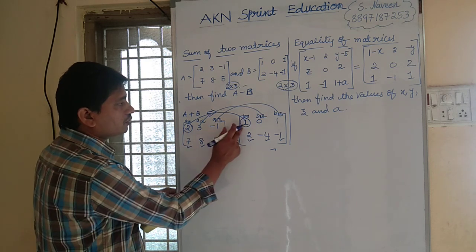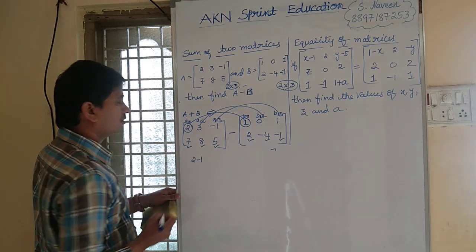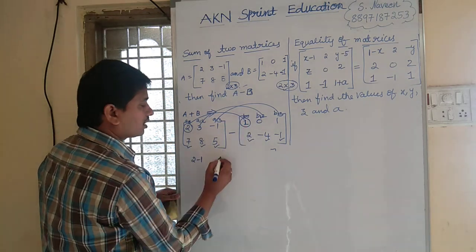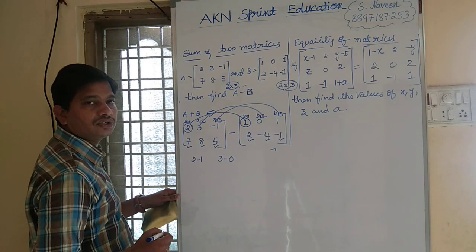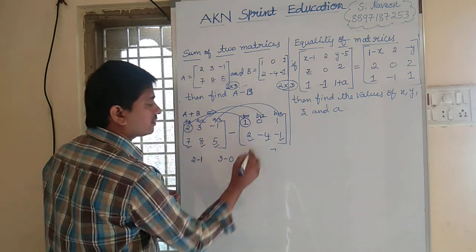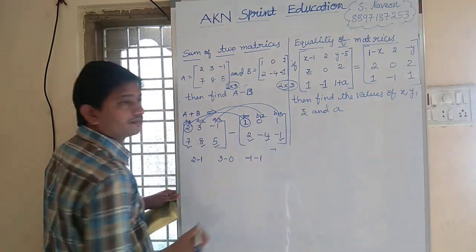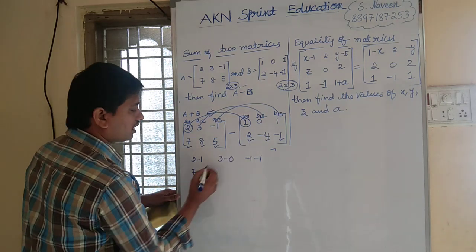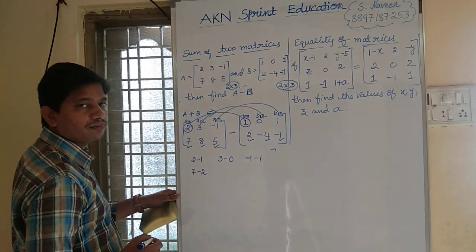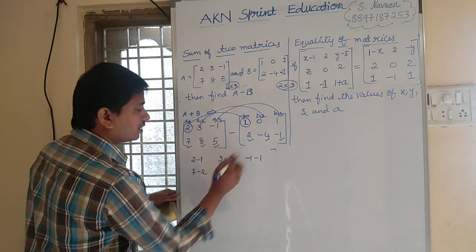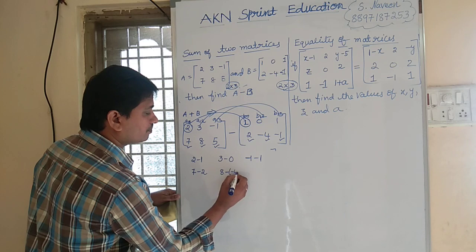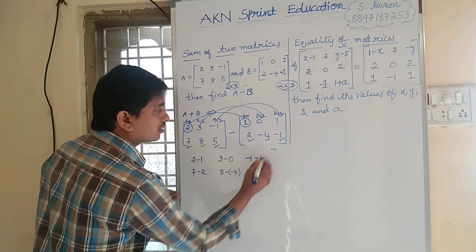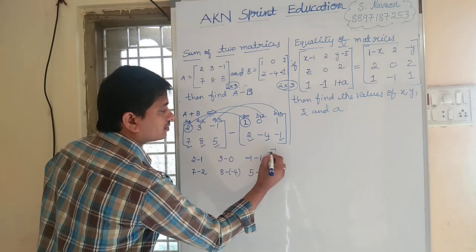What is the corresponding element of 2? The corresponding element of 2 is 1. That is 2 minus 1. And what is the corresponding element of 3? It is 0. 3 minus 0. And what is the corresponding element of minus 1? It is 1. So minus 1 minus 1. And the corresponding element of 7 is 2. 7 minus 2. The corresponding element of 8 is minus 4. 8 minus of minus 4. The corresponding element of 5 is minus 1. 5 minus of minus 1.